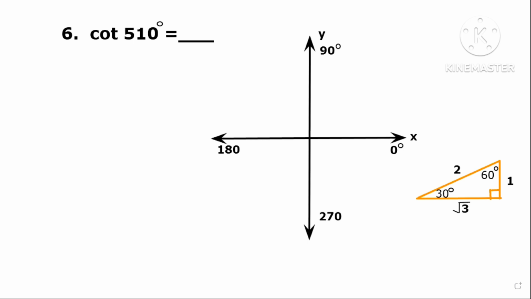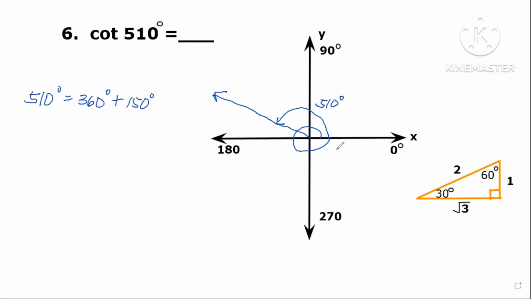Okay, number 6, cotangent of 510 degrees. Now, how do we locate 510 degrees? Notice that 510 degrees is more than one rotation already, no? And 510 actually is what? This is equal to 360 plus 150, right? Okay, so kung i-construct natin yung angle na yan, that is one complete rotation, 360 plus 150. 150 is somewhere in the second quadrant, no? That's 90 plus 60. So, yeah, no? So, this is our 510 degrees, okay?